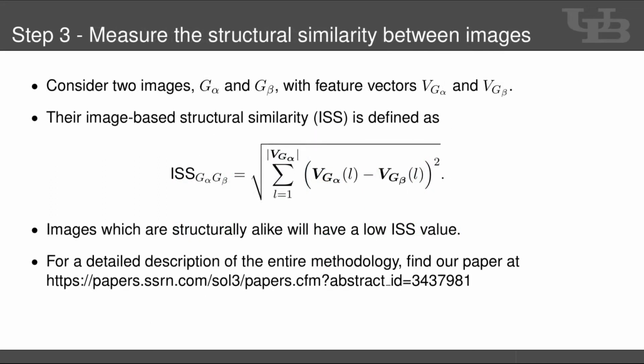Finally, we measure the similarity between two images as the Euclidean distance between their feature vectors. We refer to this value as the image-based structural similarity, or ISS. A low ISS value implies a high degree of structural similarity between two images.